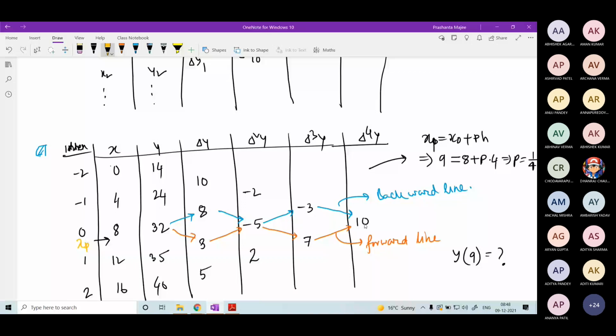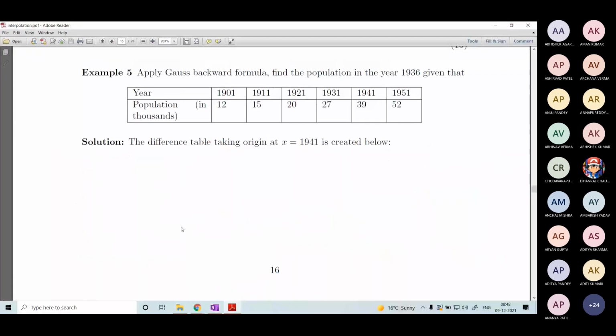Okay, so shall I discuss in detail the Gauss backward formula? No, you get it from the PDF. I have already uploaded it. And next is Stirling's. That is very easy.